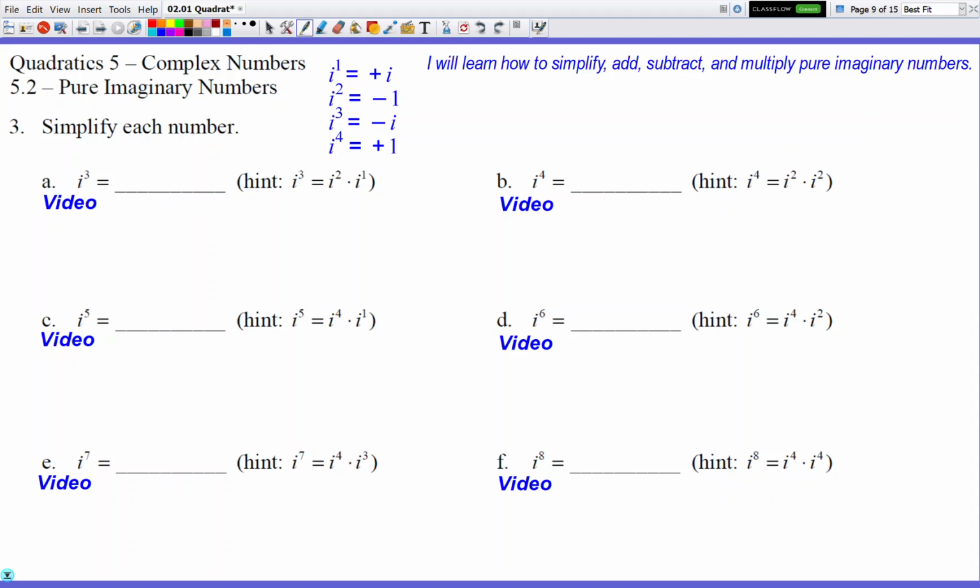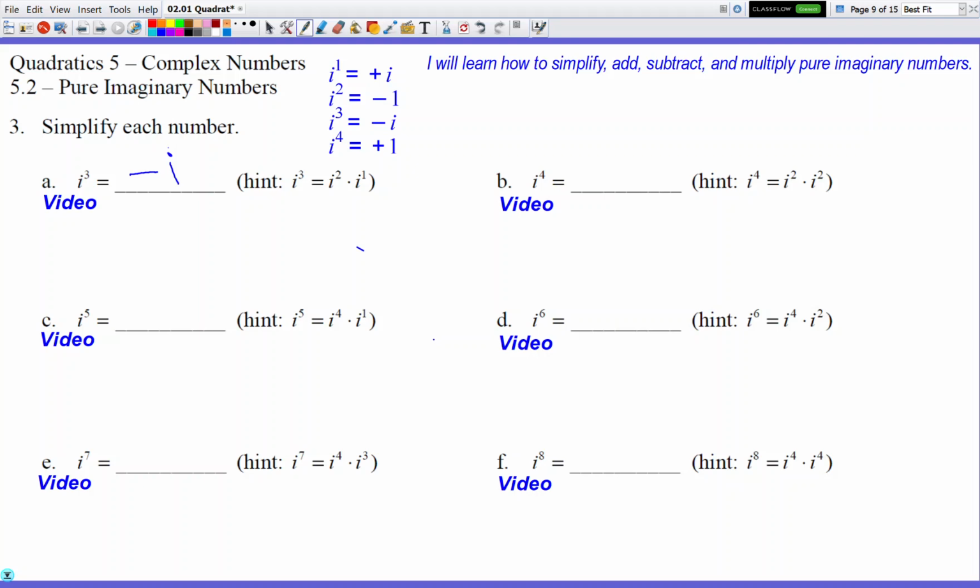Okay, so that's what we're going to do in these next 6 problems. We're going to simplify what they give us. They start us off with i to the third. Based on our conversion, we know it's called -i. If you want to know how they got that, they give you a little hint, right? They tell you that i to the third is known as i squared times i to the first. i squared is known as -1. i to the first power is known as i. So -1 times i is -i. Okay, so that's how they do that.